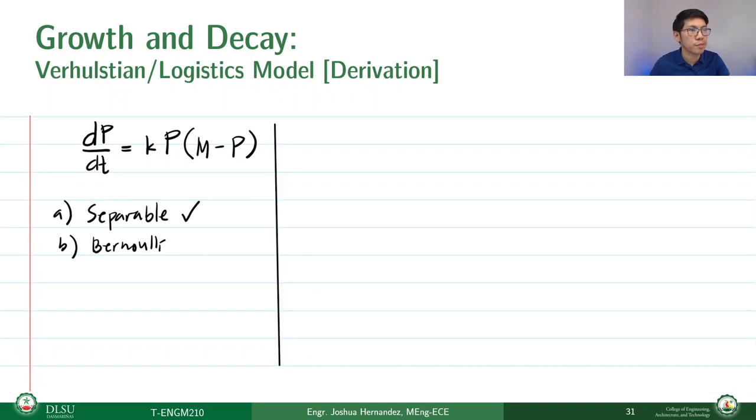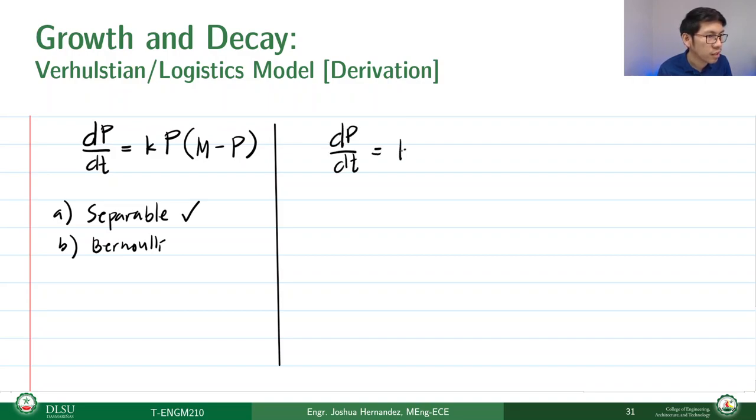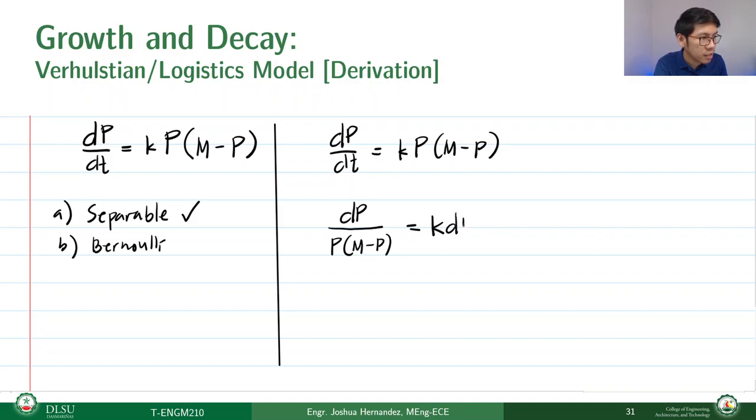Let's look for the solution. Okay, so, kung meron tayong dp over dt, our equation with kp times m minus p, I can actually move p times m minus p papunta rito sa side natin, sa left hand side. So magkakaroon ako ng dp all over p multiplied by m minus p, and I can move dt here, so magkakaroon ako ng k dt. Right? And of course, we integrate both sides.